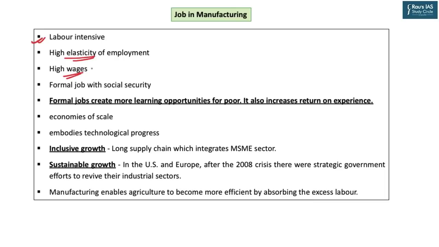Manufacturing and the industrial sectors offer formal jobs. And the chief characteristic of a formal job is social security. In the manufacturing sector and in general the industrial sector, these formal jobs create more learning opportunities. And the return on experience for working in these sectors is more.